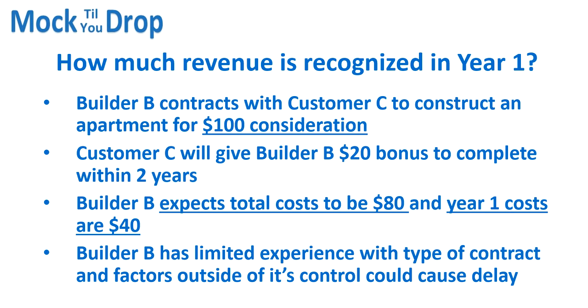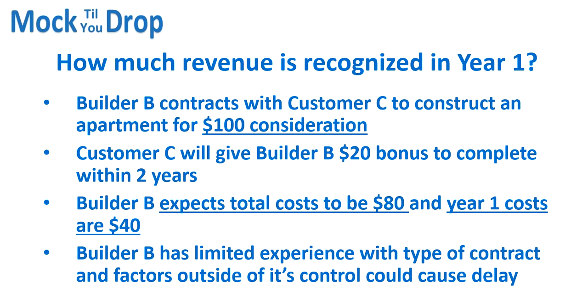Okay, so let's get into our first example. Basically, customer C wants builder B to construct an apartment building, and customer C will pay builder B $100 to do so. That is what is meant by consideration. Obviously, these are not realistic numbers, but I want to keep things simple for purposes of this example. Customer C will also give builder B a $20 bonus to complete the apartment within 2 years, and this $20 bonus is what we call variable consideration. It's different from the $100 consideration to construct the apartment. So keep that in mind as we go through this example.